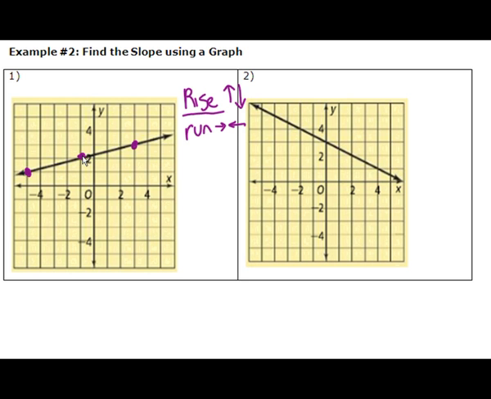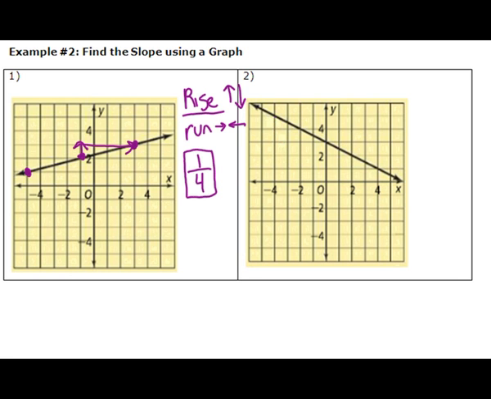So in this case, to get from this point to this point, I would have to go up 1 and to the right 1, 2, 3, 4. So my rise is a positive 1 because I'm going up. My run is a positive 4, so I'm going to the right. So my slope is 1 over 4.